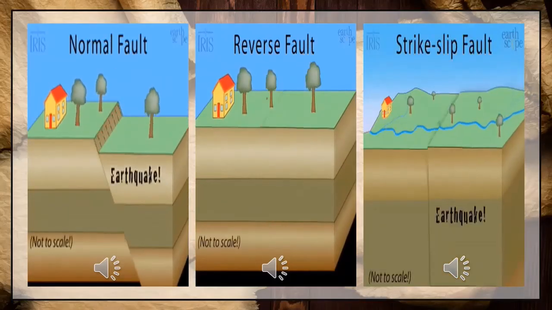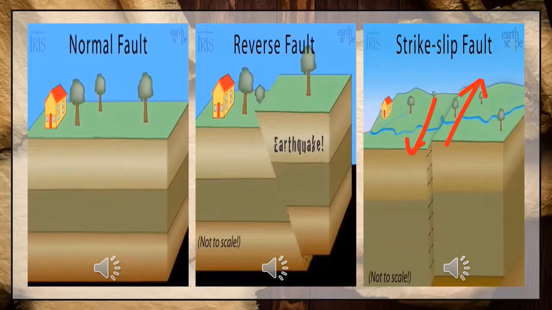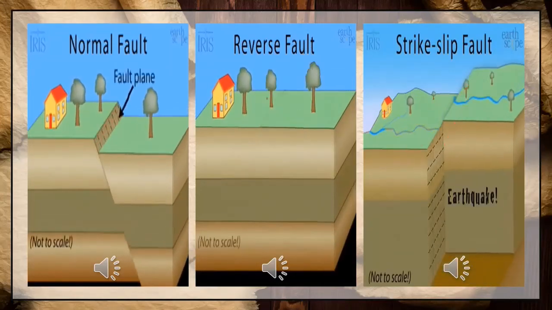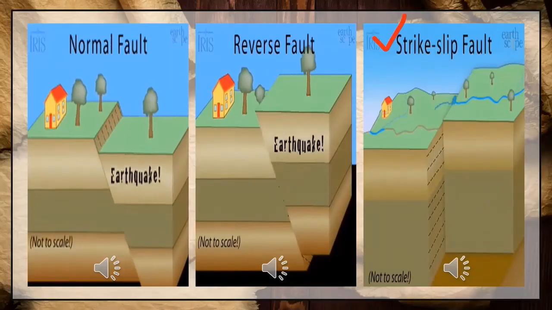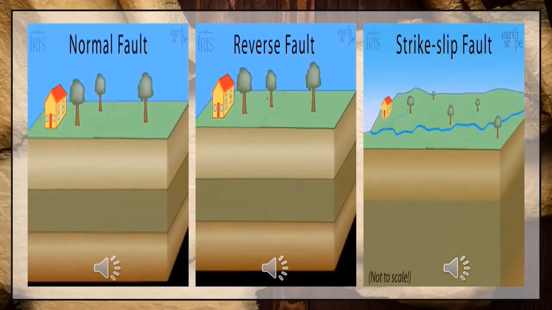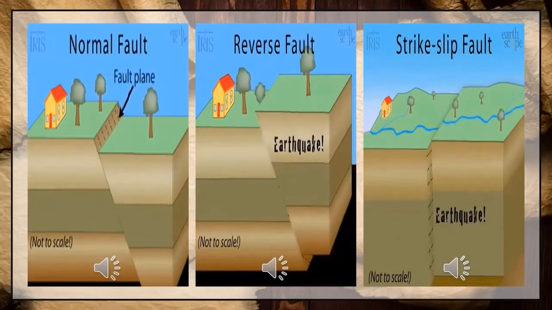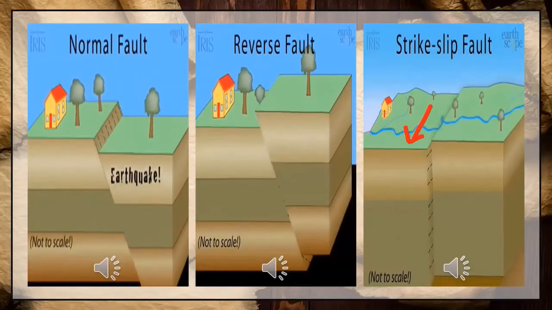Crustal blocks may also move sideways past each other, usually along nearly vertical faults. This strike-slip movement is described as sinistral when the far side moves to the left, and dextral when the far side moves to the right.